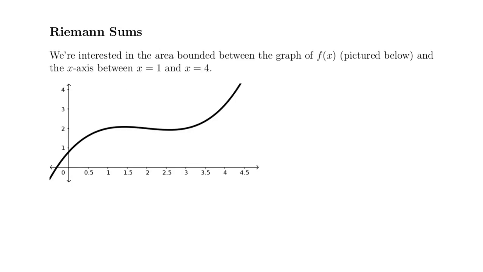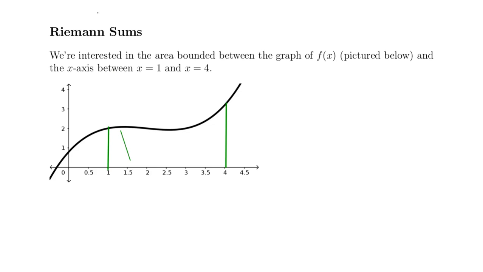So first, a reminder about Riemann sums. Let's say that we're interested in finding the area bounded between the graph of f of x, this one here that I've got pictured, and the x-axis between x equals 1 and x equals 4. So we'll just say we're looking right here. I missed that one a little bit. Let me grab it from the bottom up. That'll be a little easier. So we're trying to figure out this area.